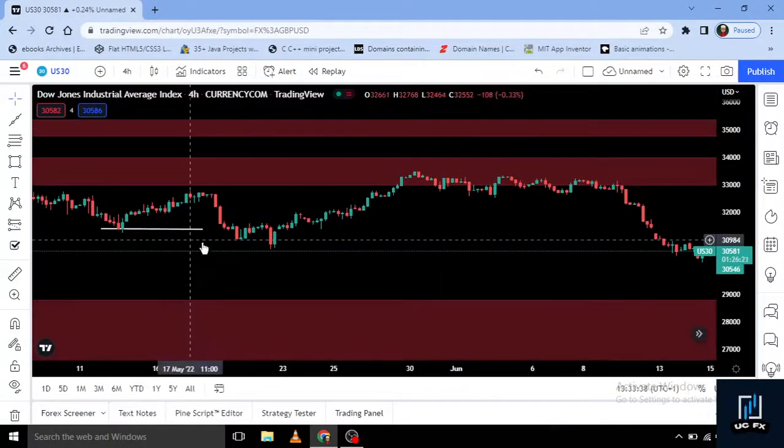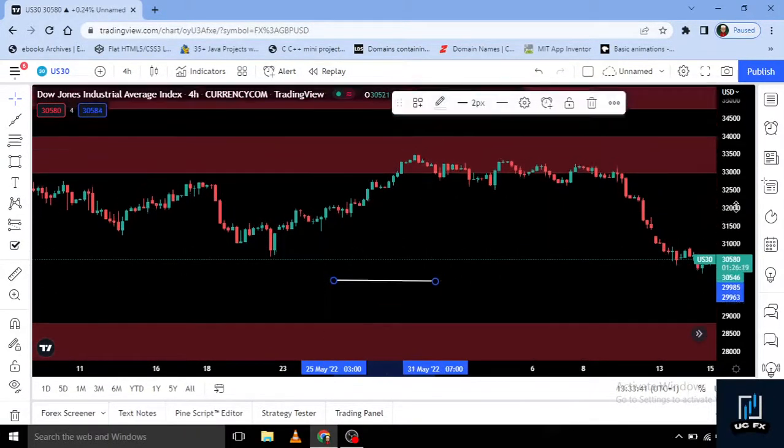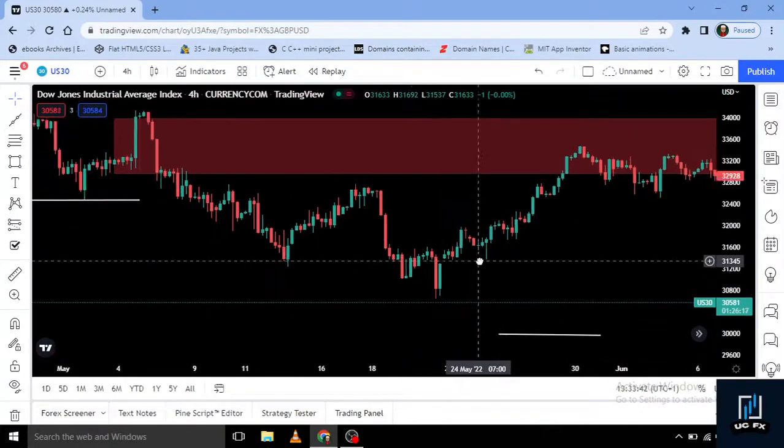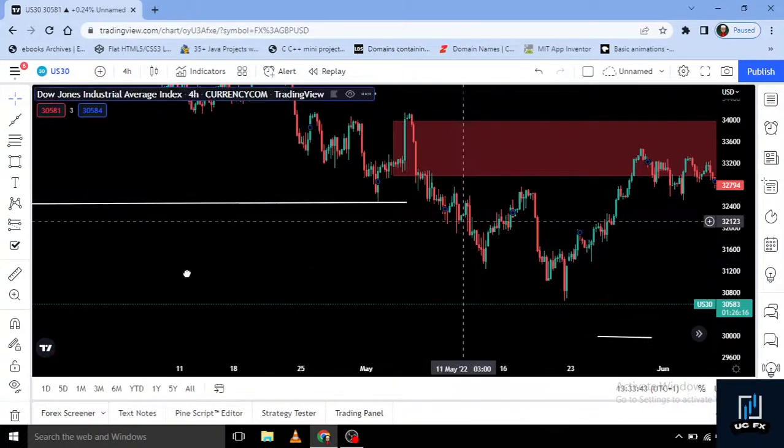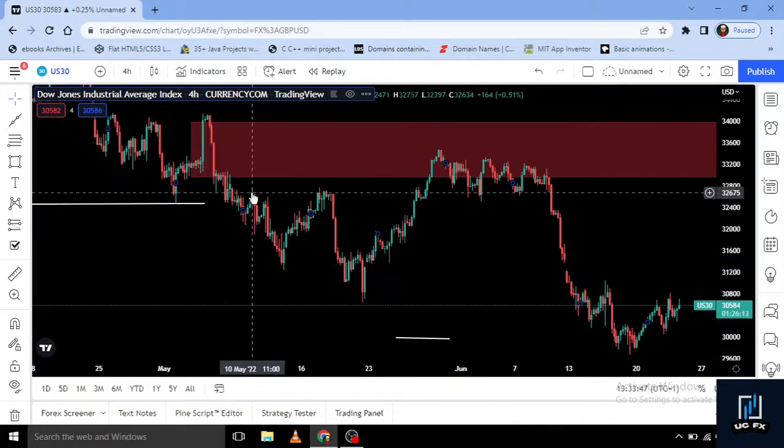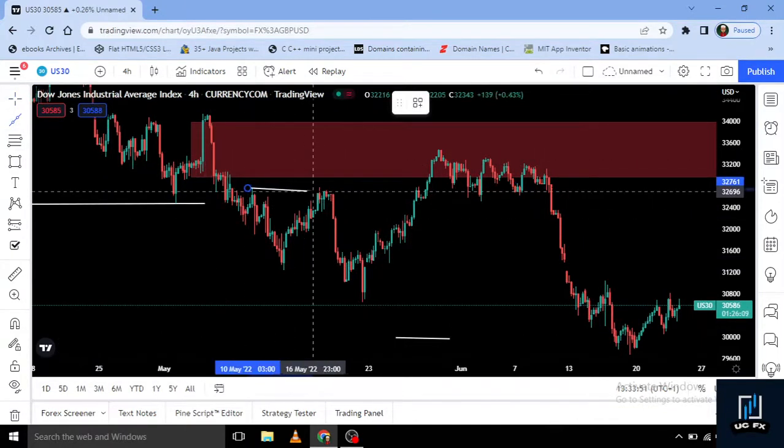Right inside here, you can see it. We have liquidity sitting inside this area. We have an equal high. So you mark it out as well.